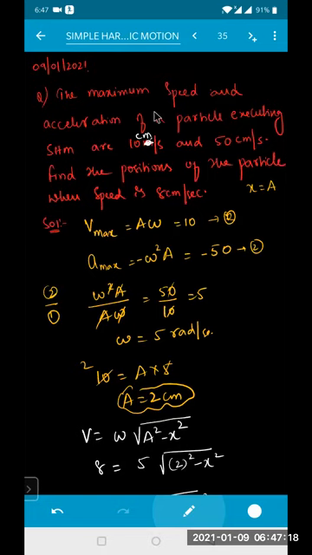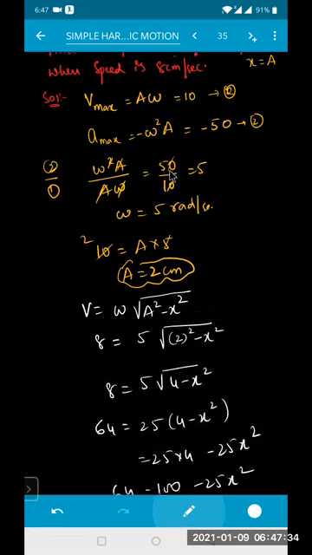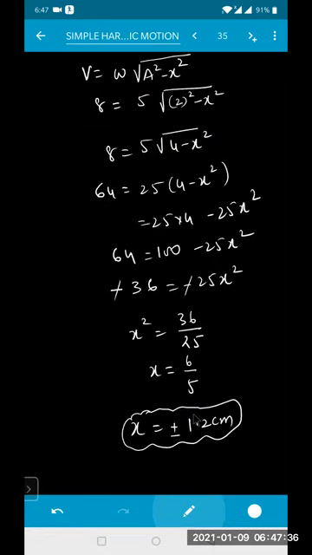So question C, once again, we got the maximum speed and we got the maximum acceleration. It's asking the position of the particle when speed is 8 centimeters per second. Maximum speed is 10, but speed at some position is 8, lesser than your maximum. What is that position at which the speed is equal to 8? That means at a position of 1.2 centimeters. It may be a positive amplitude or it may be a negative amplitude. Isn't it?